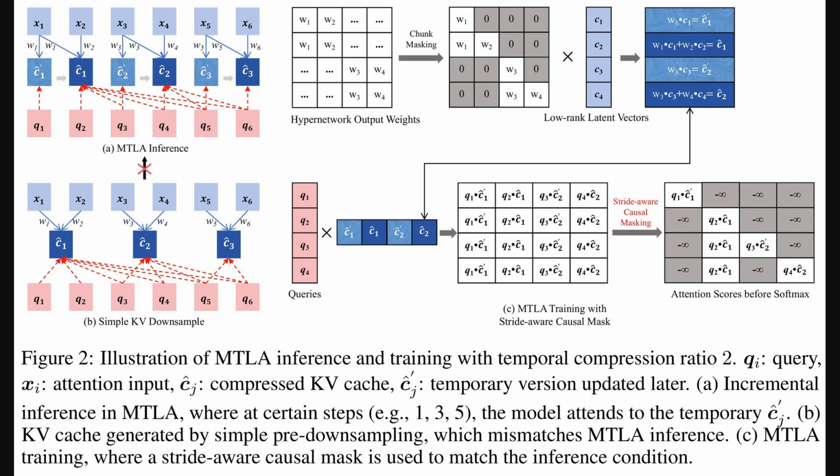Then, Part C shows the crucial training step. It uses what's called a stride-aware causal mask. A causal mask, generally, prevents the model from seeing future information during training. This stride-aware version is tailored to match the specific strided compression happening during multi-head temporal latent attention inference.